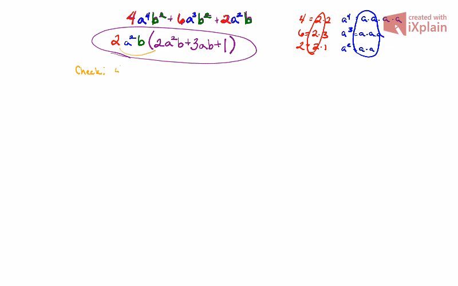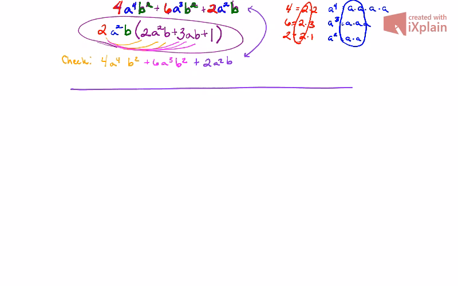So 2 times 2 is 4. A squared times a squared is a to the fourth. B times b is b squared. And we can repeat this. So 2 times 3 is 6. A squared times a is a cubed. B times b is b squared. And then lastly, 2 times 1 is 2, and then the a squared and b. And notice that we do arrive back at the original problem. Okay? So let's take a look at another one.